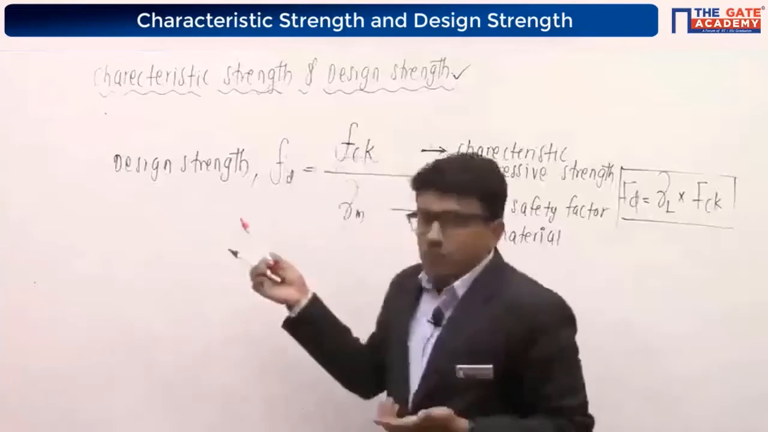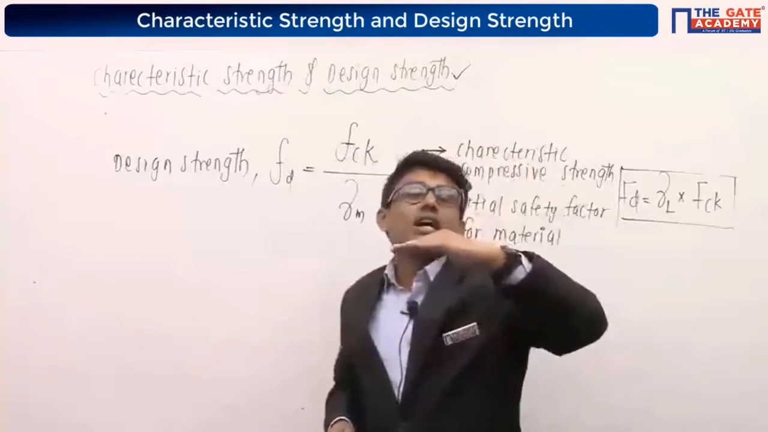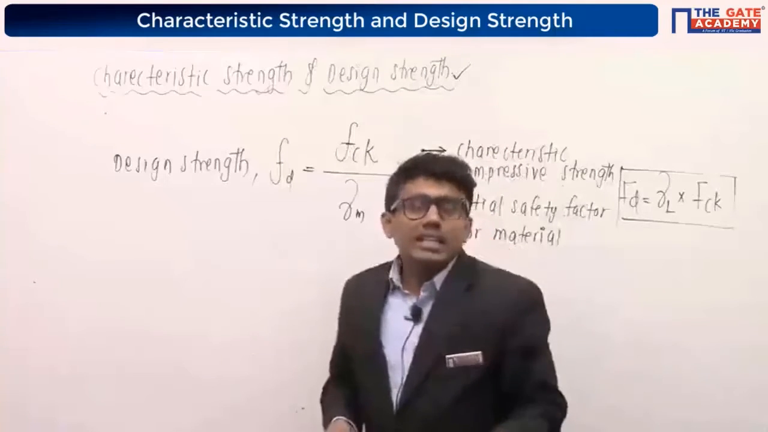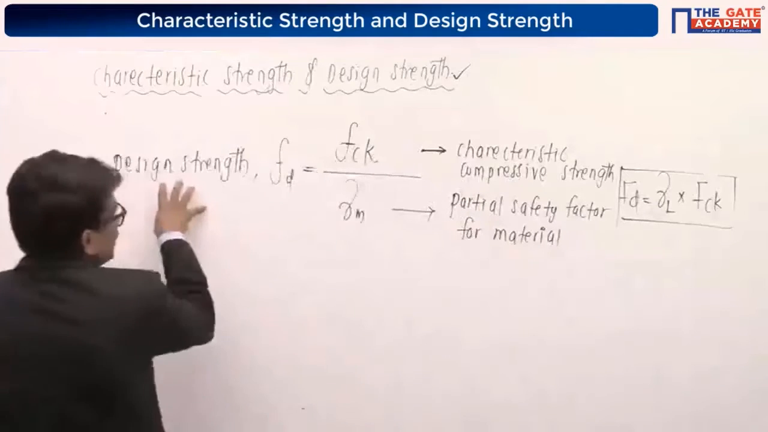Similarly, if the strength is this much, we will be designing it for a lower value. We will consider the strength up to this level, so we will be getting a safe structure. That's the reason why we are underestimating the strength of the structure.